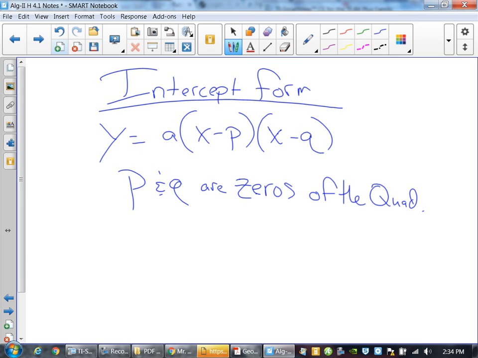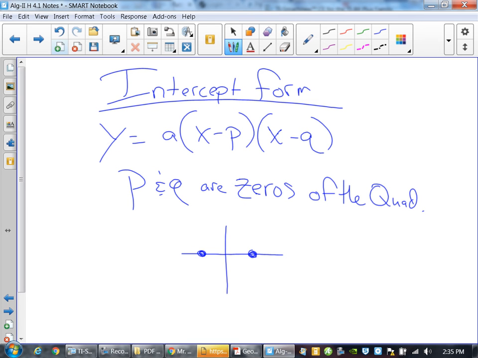Intercept form is when you are given the factored form of a quadratic. If you take x squared plus 3x plus 2, and you factor it down to be x plus 1, x plus 2, that means you have zeros at negative 1, negative 2. So what this does is you are able to graph a quadratic given where it crosses the x-axis. You're getting the zeros of the function.